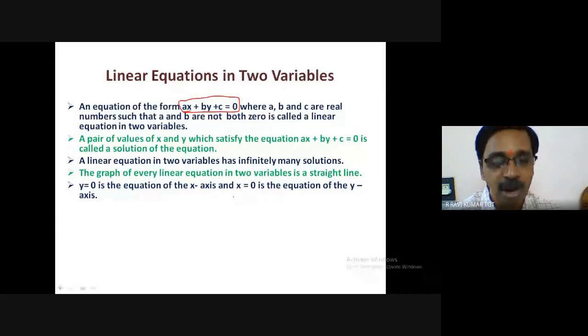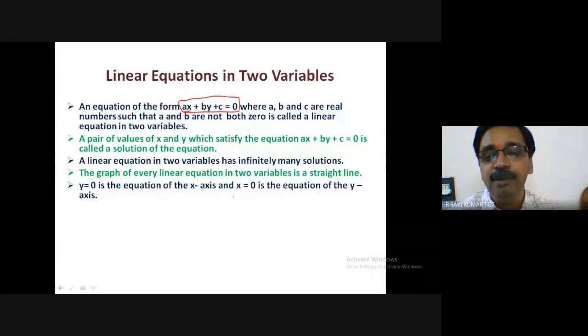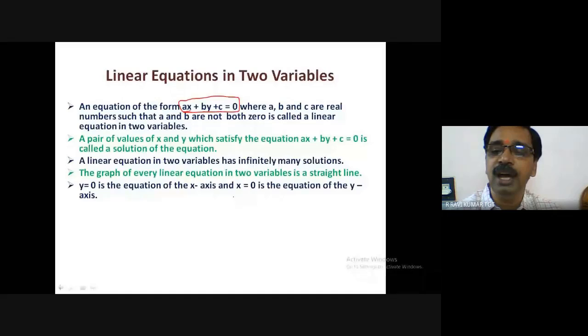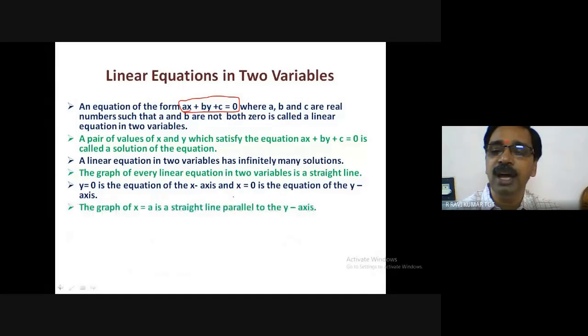That means all points with y coordinate 0 make the x-axis. All points whose x coordinates are zeros make the y-axis. Remember that. And then the graph of x equal to a is a straight line parallel to the y-axis.